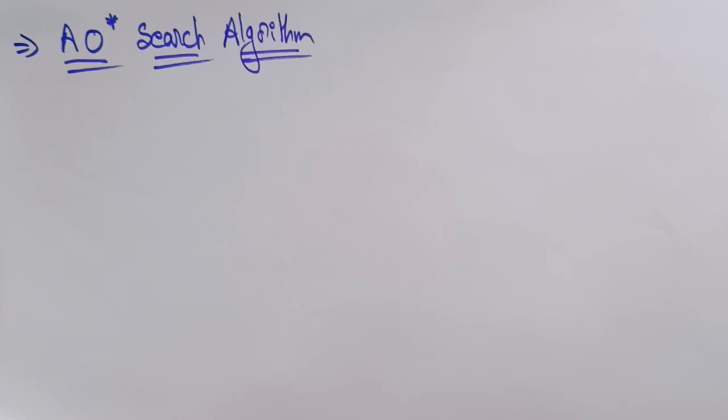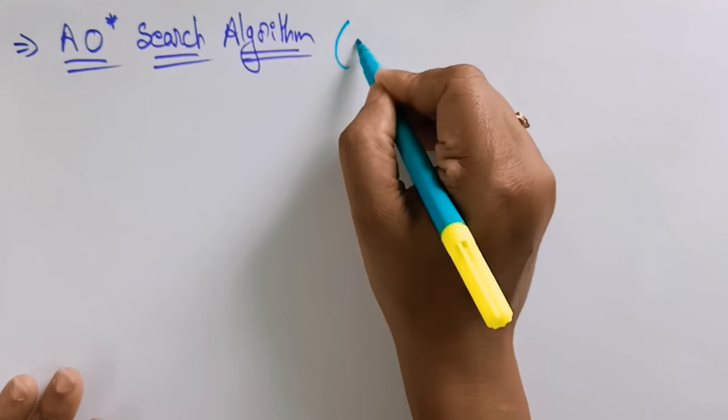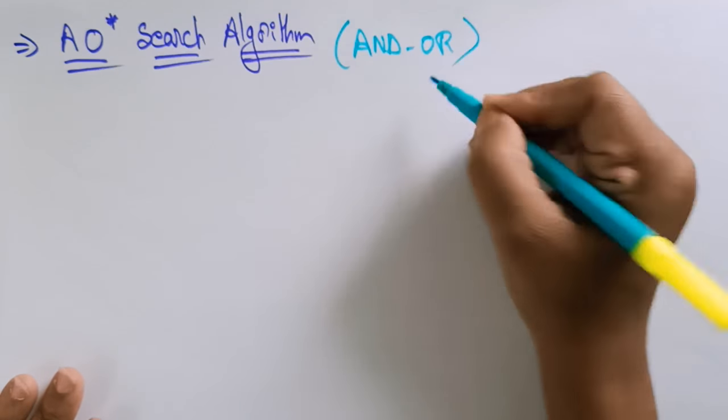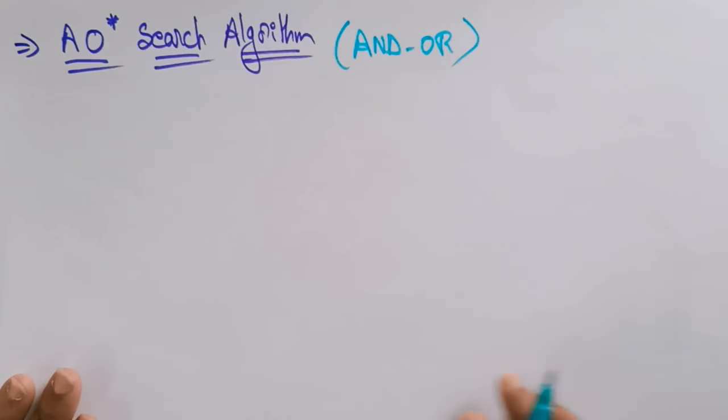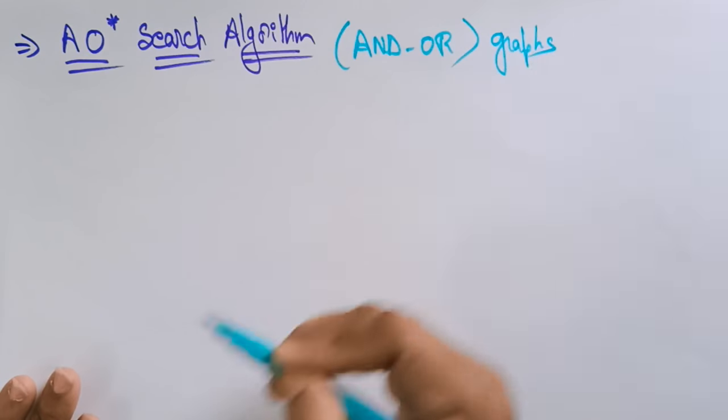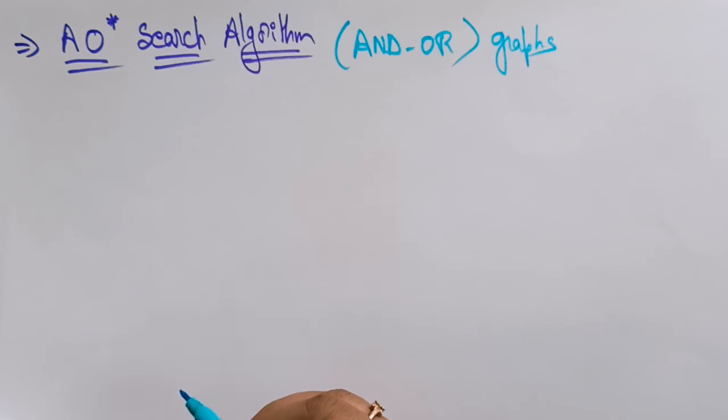Now coming to another type of informed search algorithm in artificial intelligence, the AO star search algorithm. The AO star search algorithm is also called the AND OR graph, or AND OR search algorithm, and it is the best algorithm for solving AND OR graphs. Here I'll tell an example.